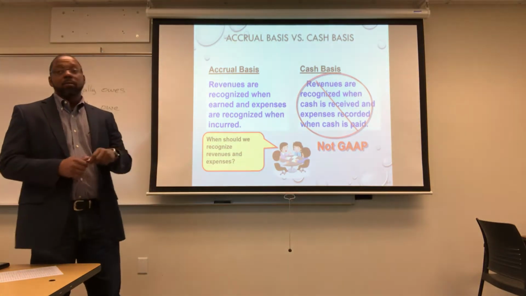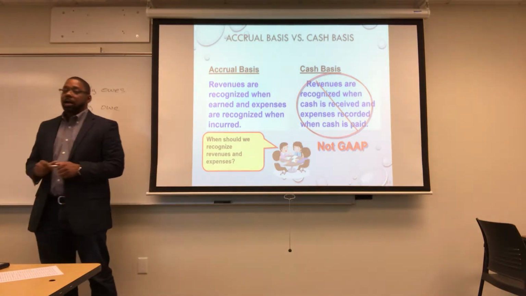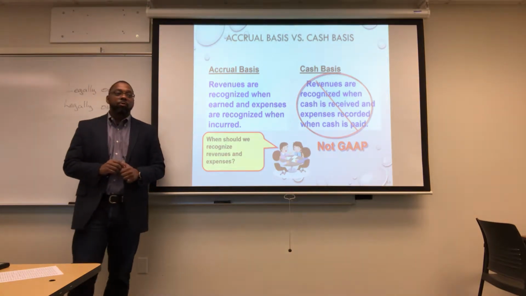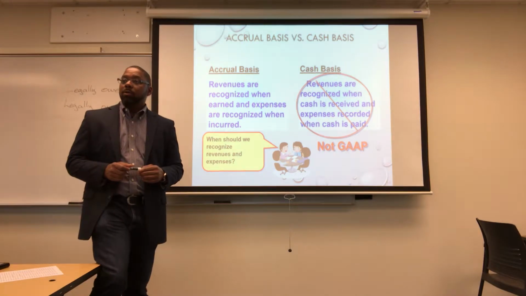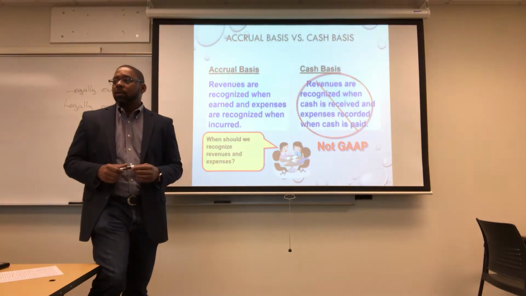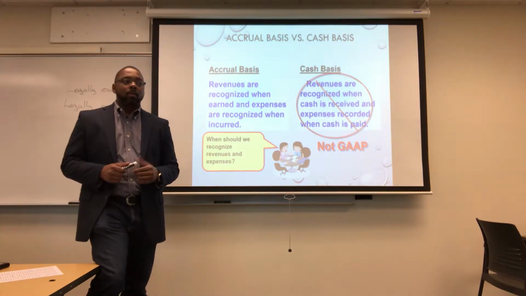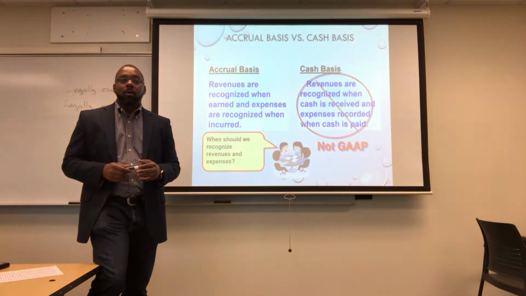Most small businesses do cash basis until they get to a certain size, and then the government regulates that they can no longer do cash basis. They have to do accruals. It's government mandated. I believe you have to have less than $1 million in revenue to be on cash basis. But if you're over $1 million, then you have to be on accrual.